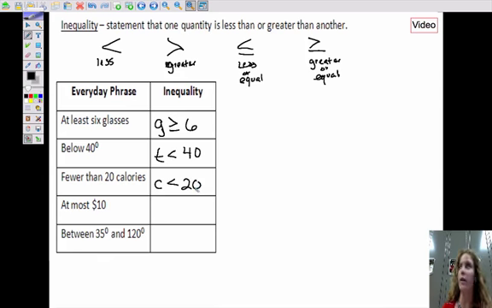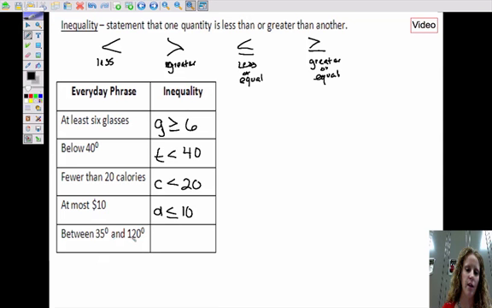At most 10 dollars. Now this one's confusing. I can have 10. That would be the most I can have. Can I have 11? No, because I have to have at most 10. So I can have 9, 8, 7. So let's say my dollar amount is less than or equal to 10.